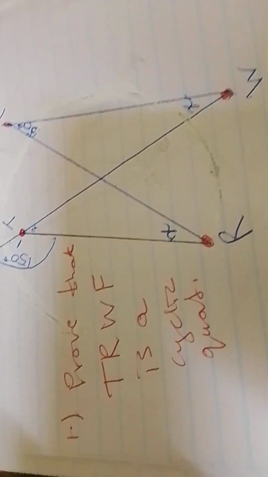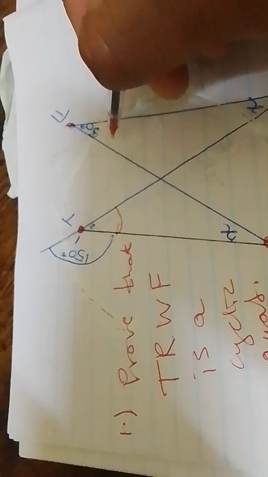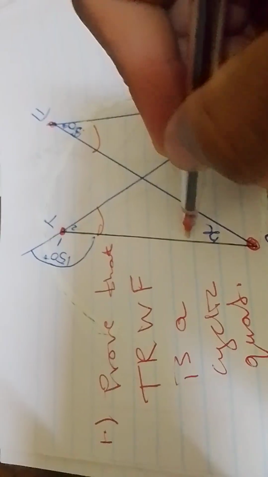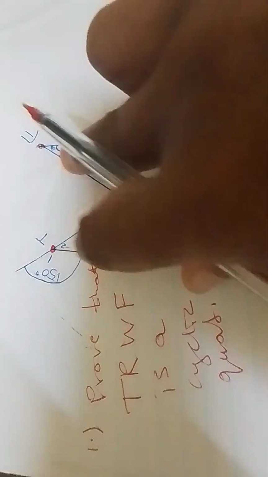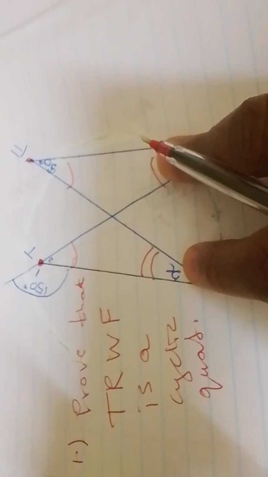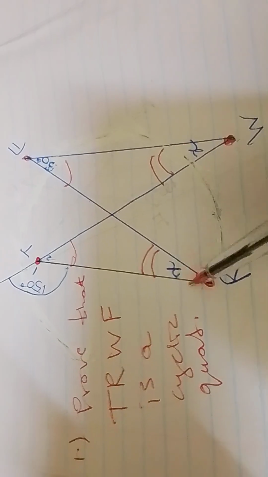So for you to prove that this is a cyclic quad, you can just prove that this angle is equal to this one, or you can use this one. You say this one is equal to this one. So there are 2 ways in this case. I can use these 2 angles, or I can use these 2. It becomes my choice. But because these ones I'm given them, I can just use them straight away.